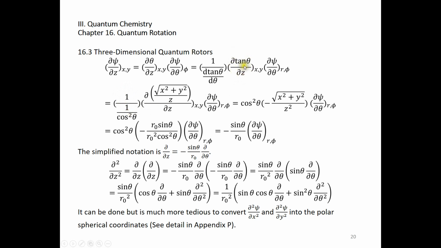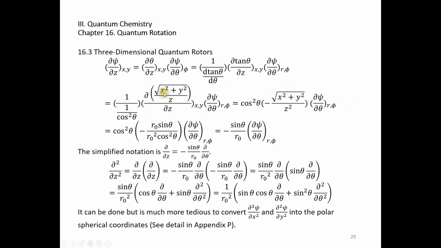This part, tangent theta, is the square root of x squared plus y squared over z, because the top is r0 sine theta, the bottom is r0 cosine theta. Finally, we have just this term, and then we're going to do a bit of derivation. This part is just cosine theta squared.